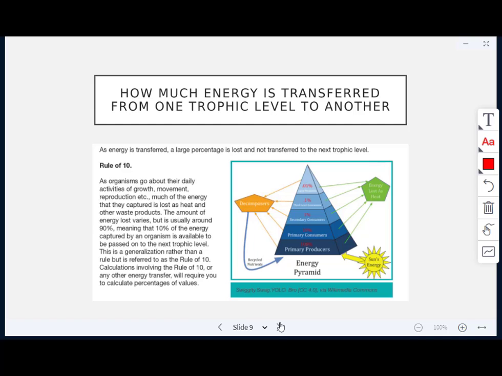All right, so in this diagram, we can see 100% primary producers. And then as we go up the food chain, it's 10%, 1%, 0.1%, and then 0.01%. And energy is always lost as heat.